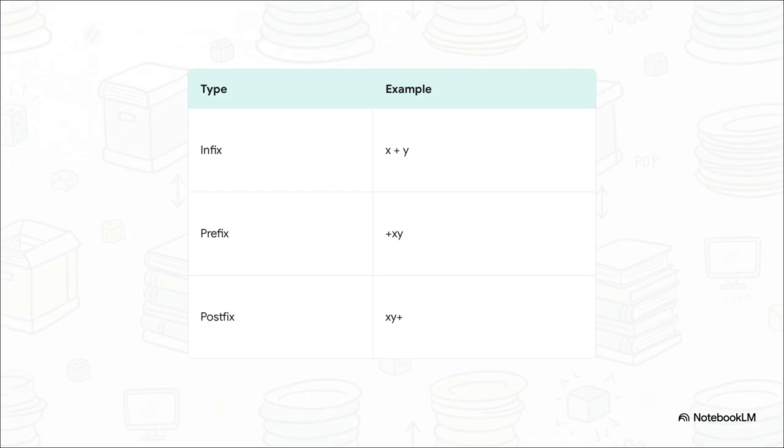This brilliant idea traces all the way back to the 1920s with Polish mathematician Jan Łukasiewicz. By placing operators either before the operands, which is prefix or Polish notation, or after the operands, which is postfix or reverse Polish notation, the order of operations is baked right into the positioning. A computer can just read a postfix expression smoothly from left to right, zero second-guessing required.